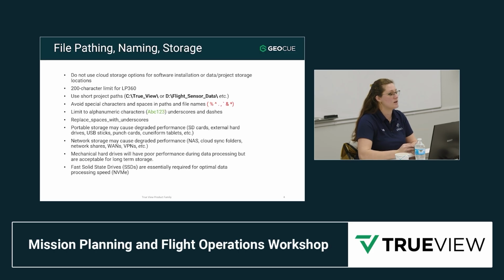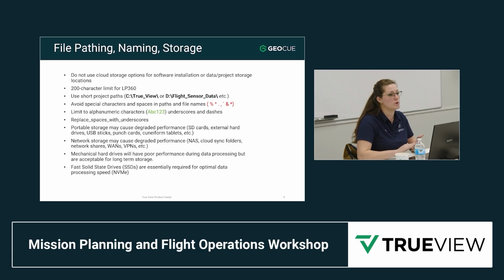First things first, about your file pathing. There are a few very important things to keep in mind. One, don't ever use a cloud storage location for your installation or your active project processing. If you're using something like OneDrive or something of that nature, it can lock the files while it's trying to synchronize and prevent you from processing. So you do want to have your data stored locally on your machine if you are actively processing it. Long-term storage is perfectly acceptable to be in the cloud.